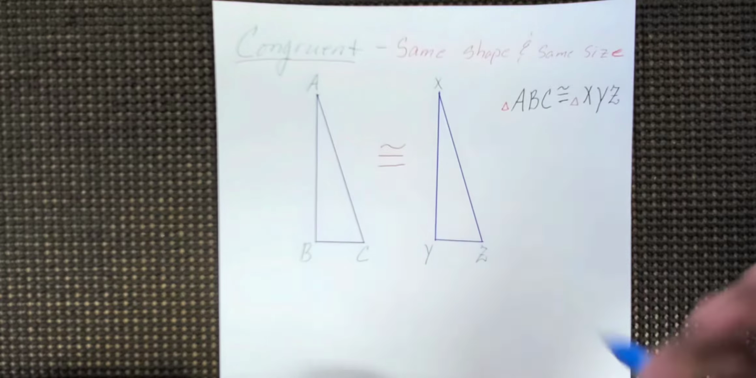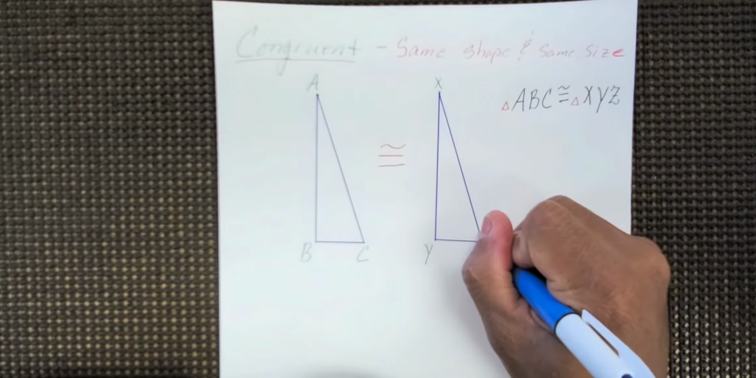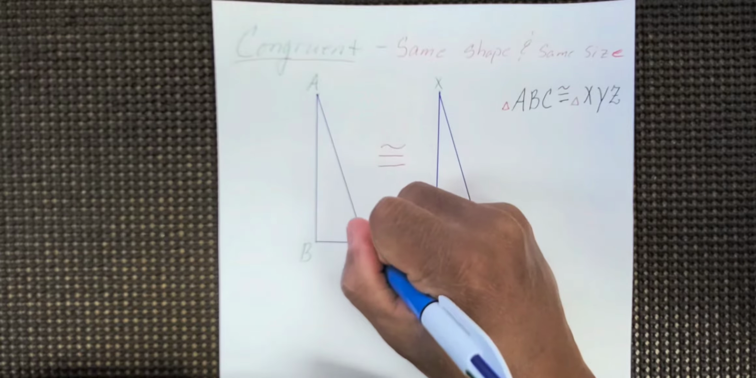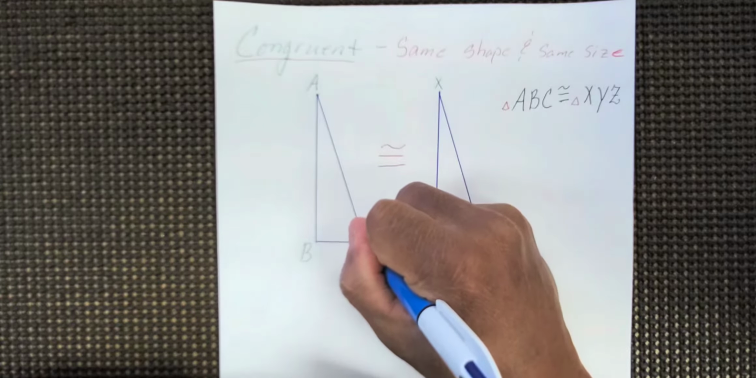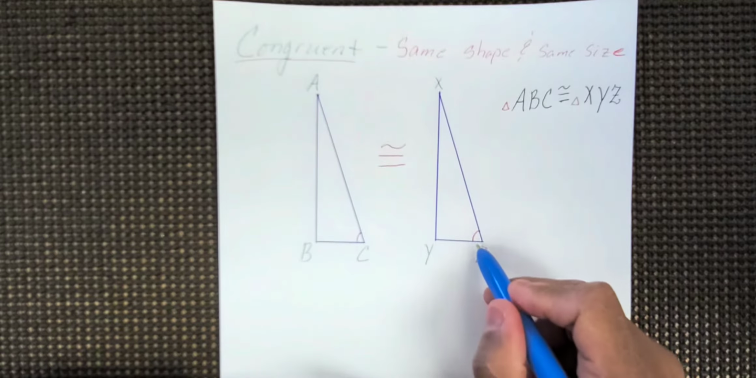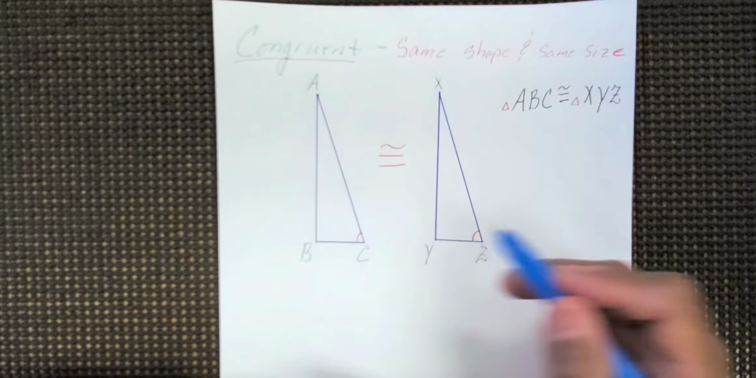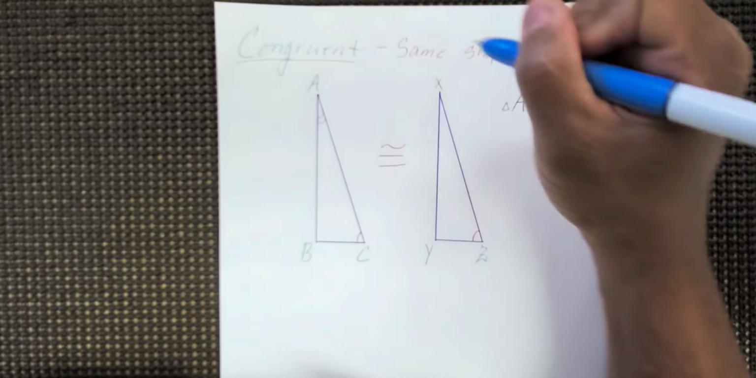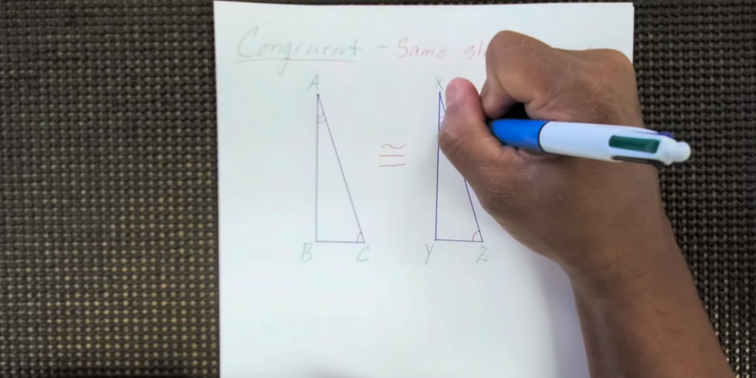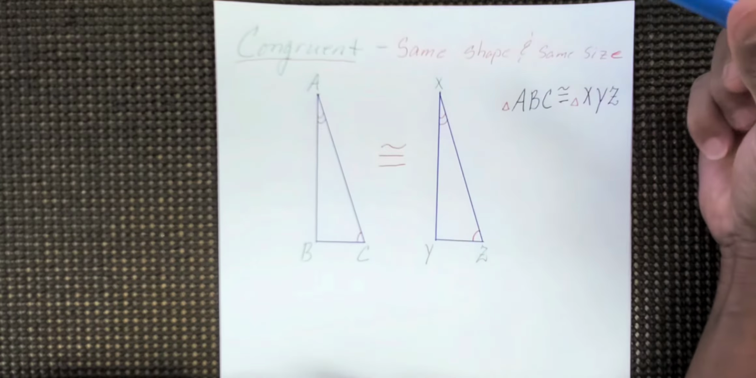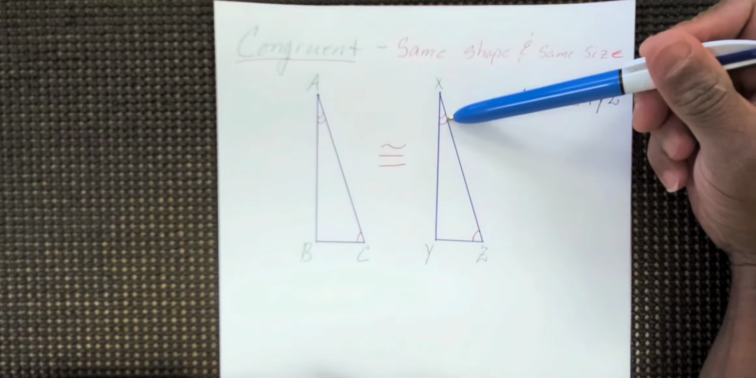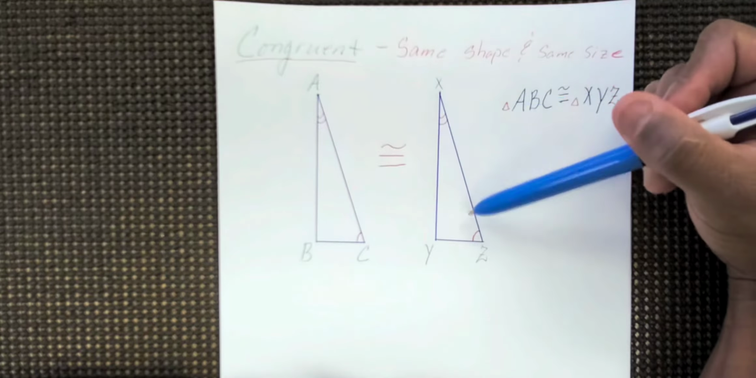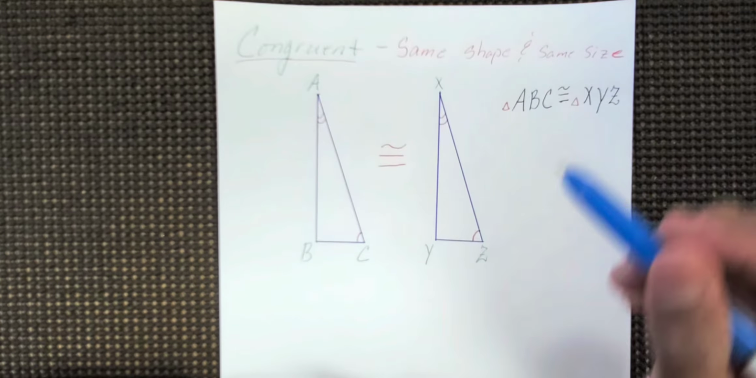Now, understand that when we talk about angles, we use an arc. An arc tells us that the angles are congruent if they have the same amount of arcs. This angle has one arc. Angle A is going to have two arcs. Angle X will have two arcs. What I want to bring to your attention is that because angle X and Z have a different amount of arcs, these two angles are not congruent.